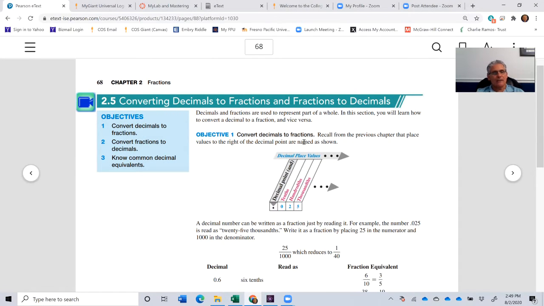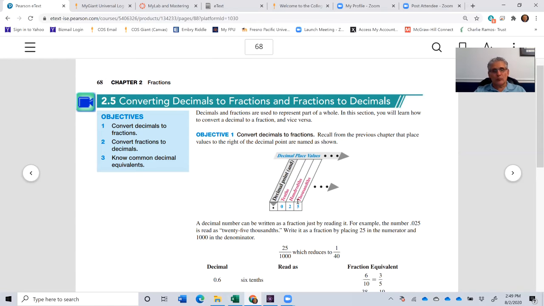Section 5 reviews converting decimals to fractions and fractions to decimals. Unfortunately, there's no trick to converting decimals to fractions. You just have to learn how to read it. Once you learn how to read it, then how you read it is the way you write it.